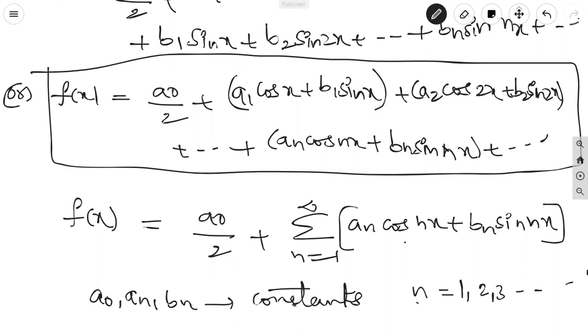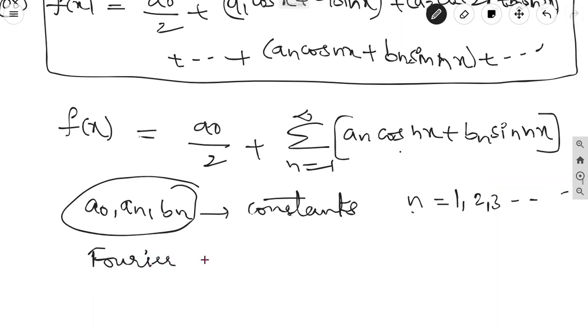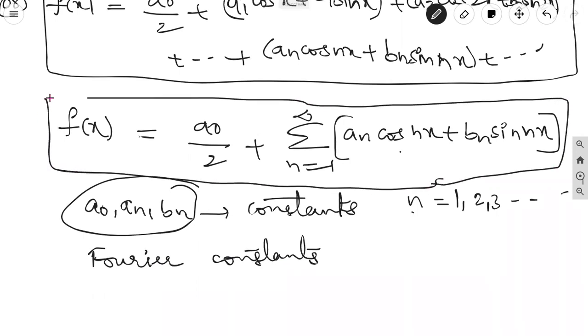Here a naught, an, bn are constants. Those constants are called Fourier constants. These are called Fourier constants. The expression of this summation series is called a Fourier series.